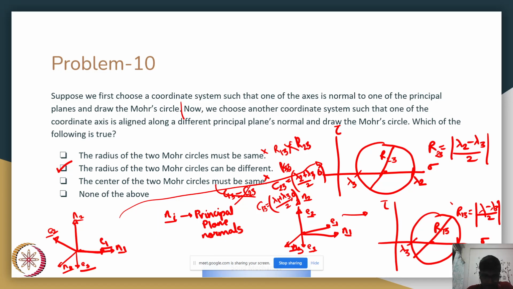Sir, is there any chance of finding normal stress and shear stress for a plane whose normal is not perpendicular to those three principal planes? Okay, sorry. Can you repeat your doubt once again? Is there any way to find normal stress and shear stress for a plane whose normal is not perpendicular to any of those three principal planes? Yeah.